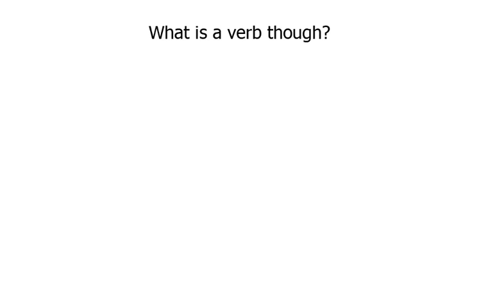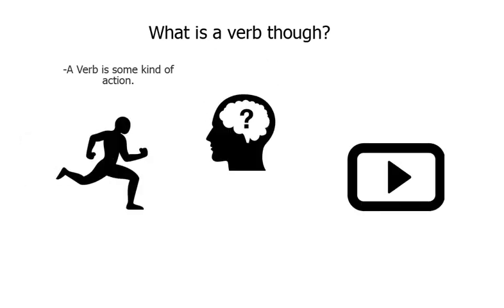To start things off simply, though, let's begin by saying that all verbs are some kind of action. Anything that you do is a verb. If you run or think or play, those are all verbs. And just like nouns, verbs are amazingly important to understand, and they can be used in a lot of different ways. This video will cover transitive and intransitive verbs, linking verbs, and helping verbs.